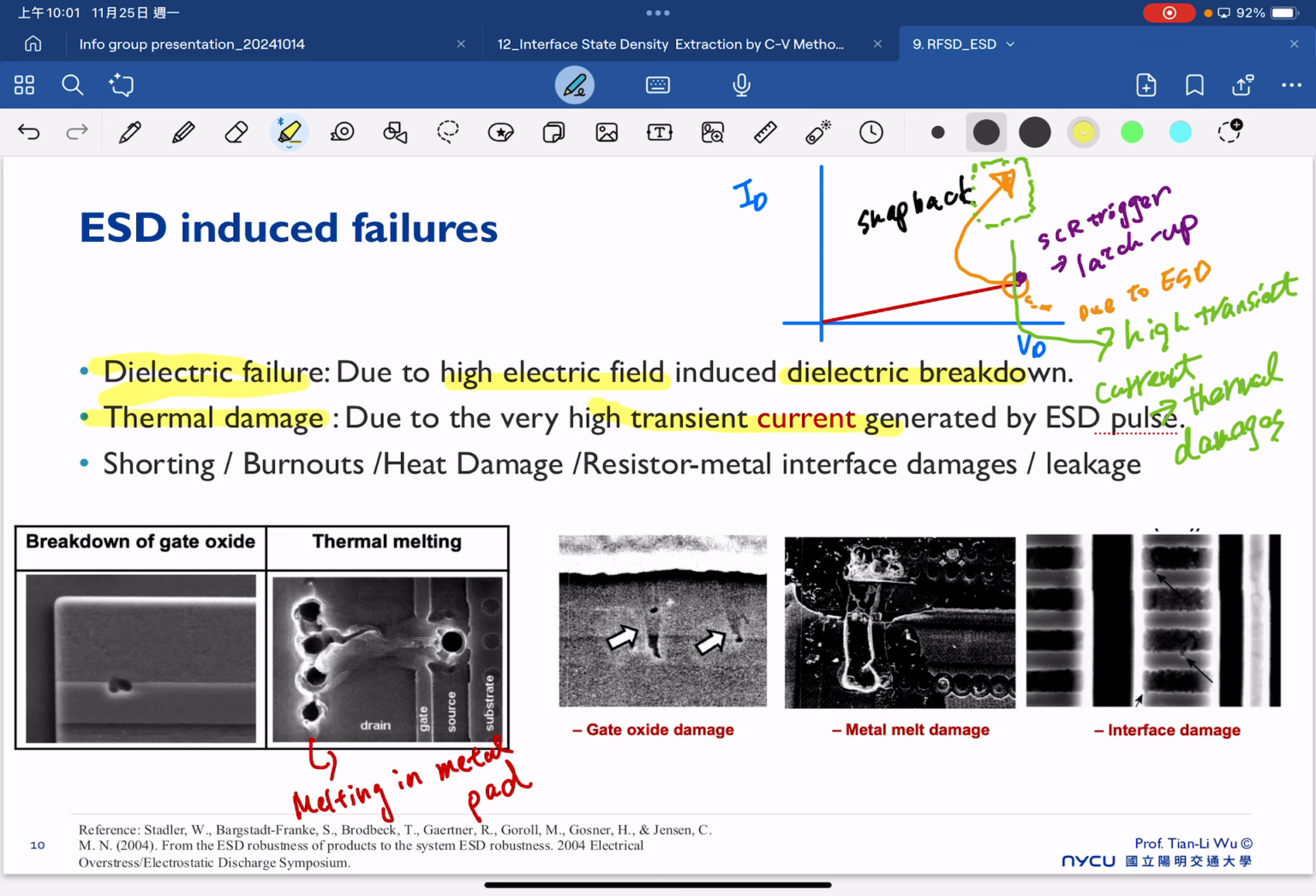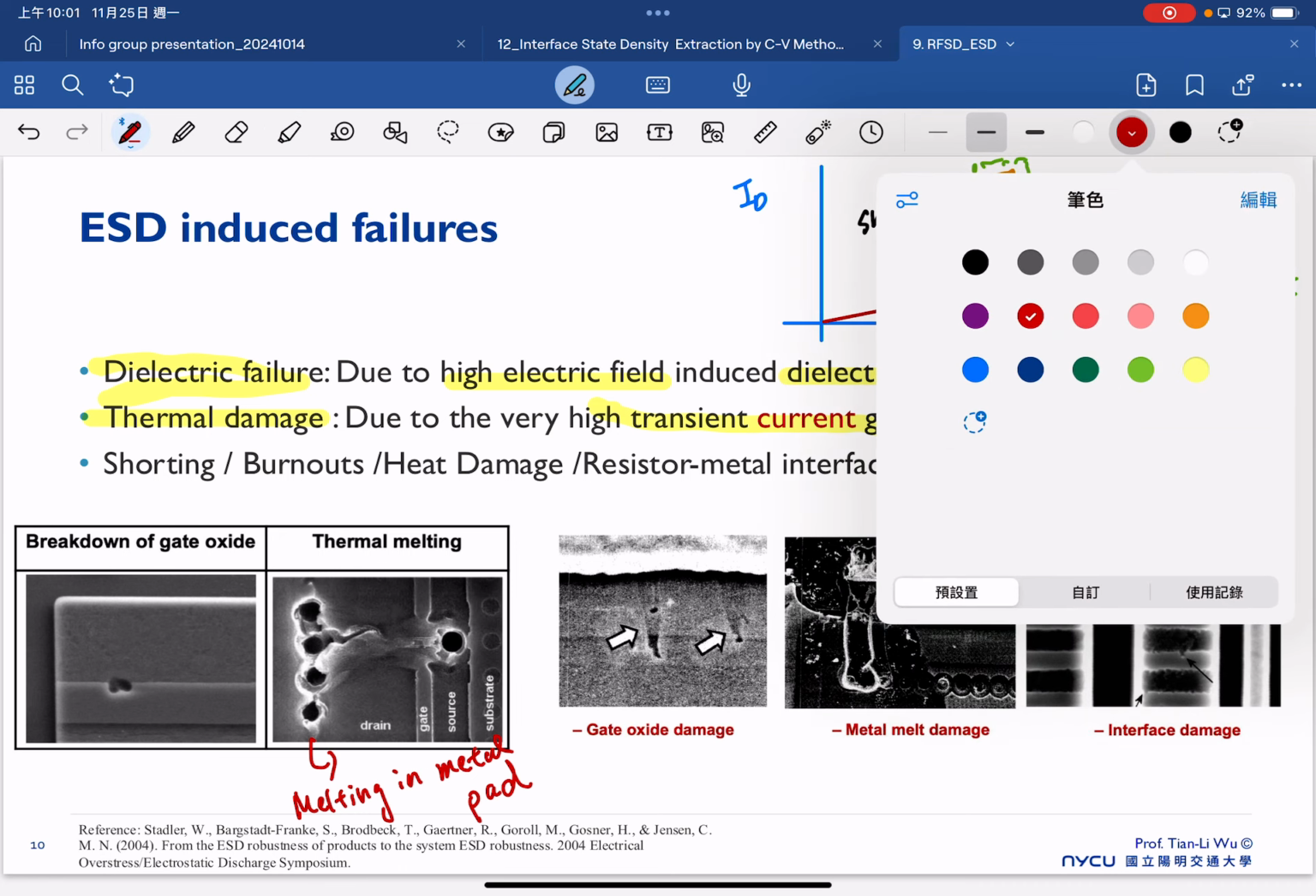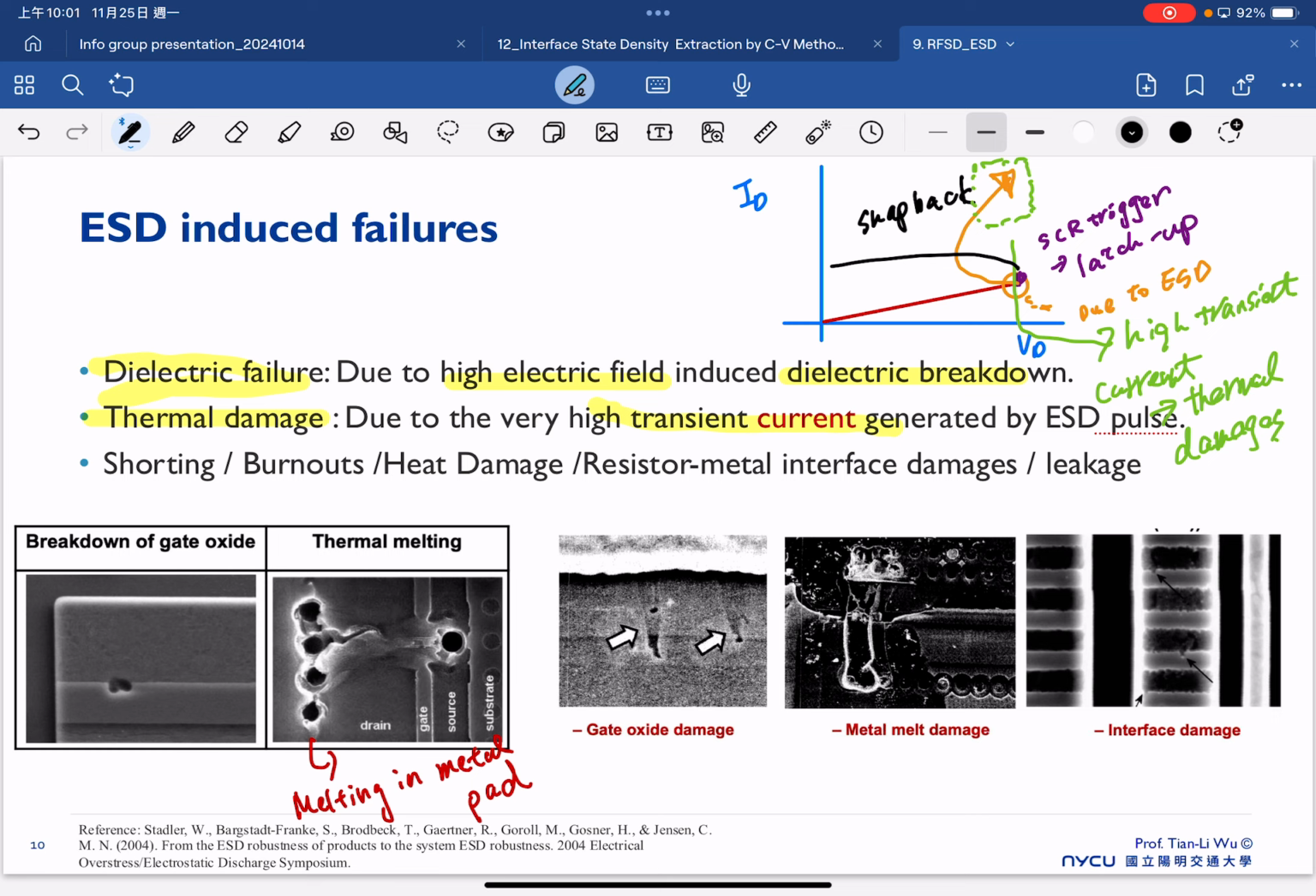So this can also cause dielectric failures. So then we cause a breakdown of the gate oxide here. This is the last topic we cover, but in any case you will find out that the gate dielectric is always the weakest part in our semiconductor transistor.